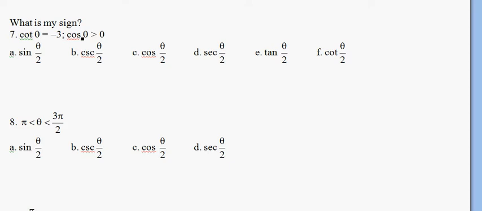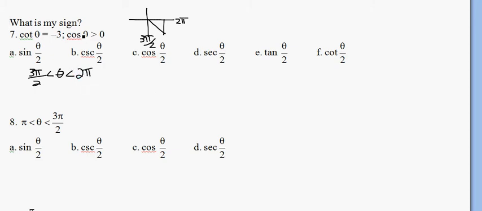Cotangent is negative and cosine is positive. That would be in the fourth quadrant. So I'm just going to draw a little sketch here. A fourth quadrant angle would be one over here, which is in between 3 pi over 2 and 2 pi. So I'm going to write it as 3 pi over 2 and 2 pi.